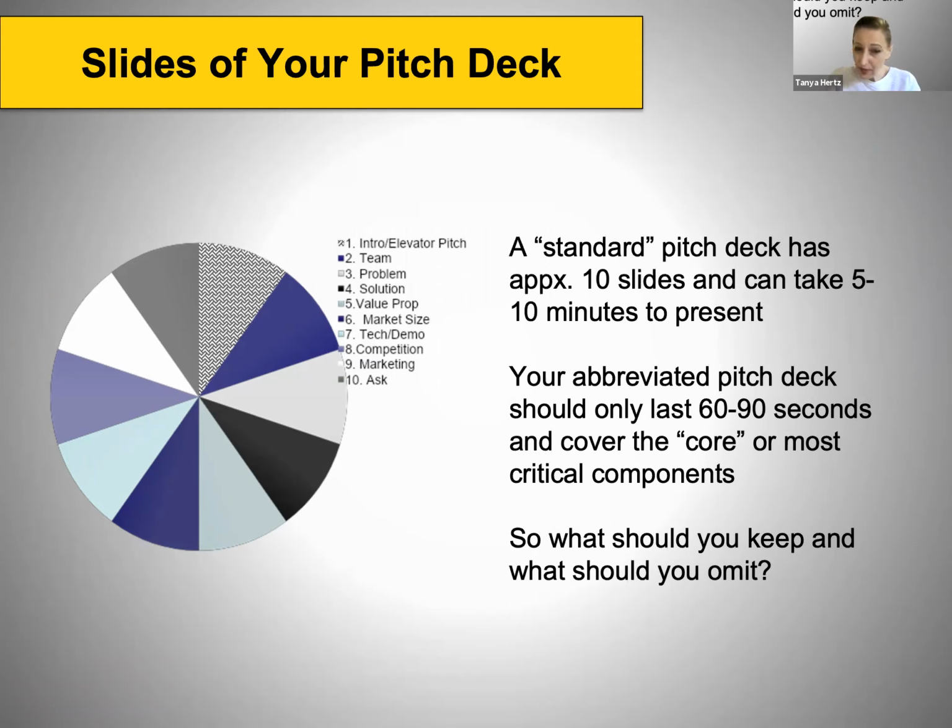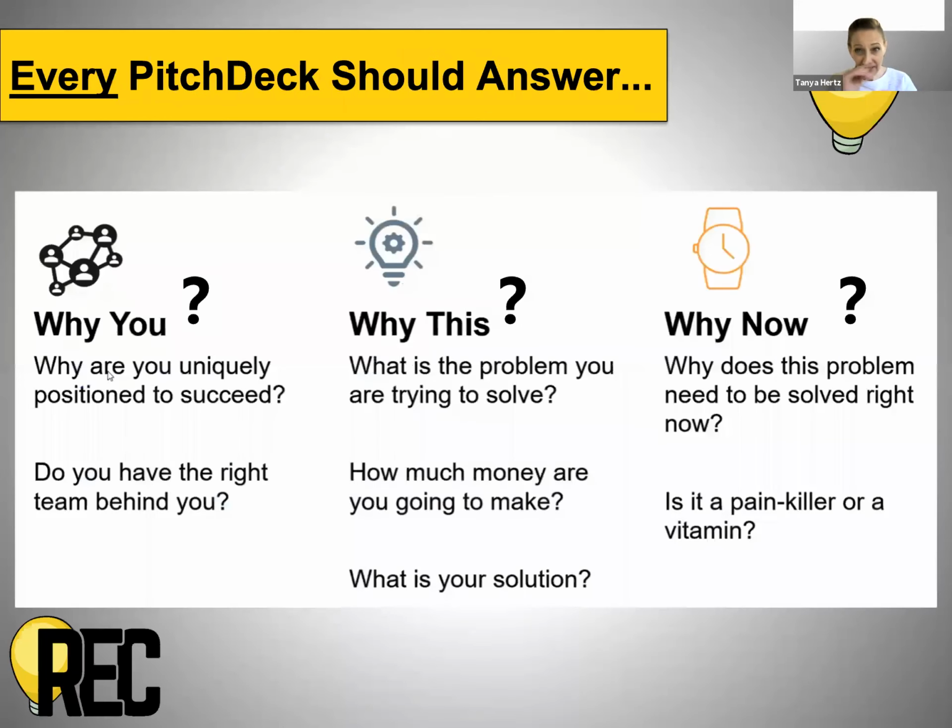On a standard pitch deck, these are the 10 common slides that you'll see. And obviously you don't have time to go over all of them in an abbreviated pitch deck. So what do you keep? What do you omit? Well, I recommend that no matter what, you always want to hit on 3 topics in every pitch deck, whether it's your 2-minute pitch deck, your 10-minute pitch deck, or your lengthy pitch deck. Why you? Why this? Why now?